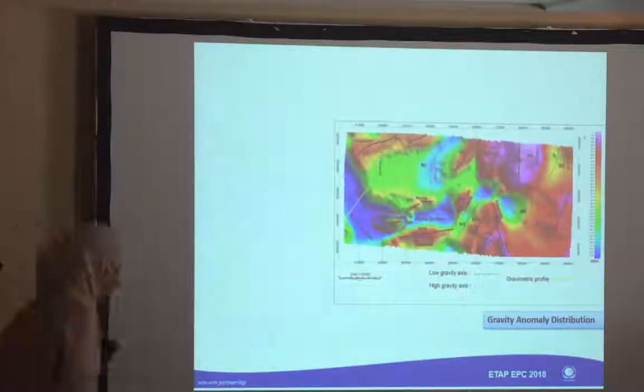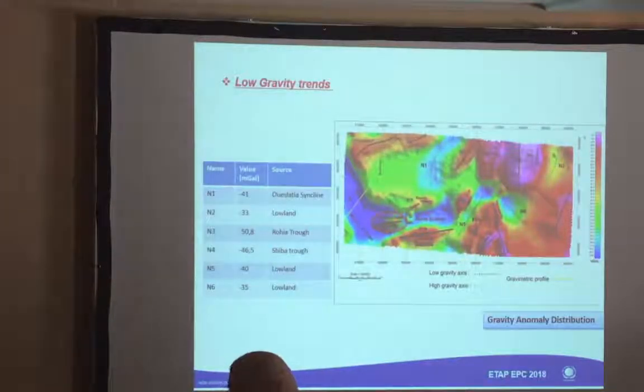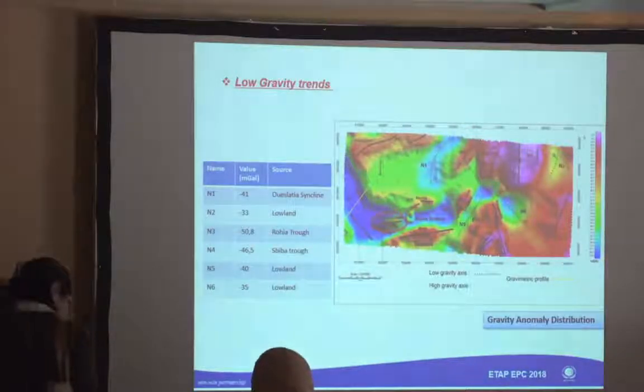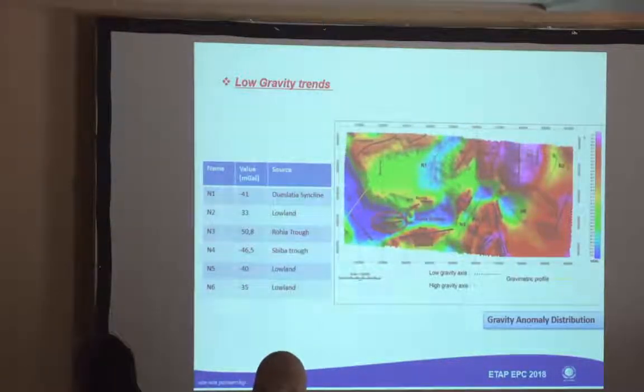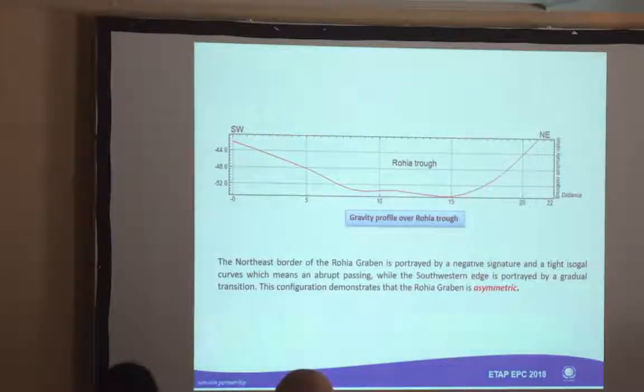Let's move on now to the low gravity axes. 6 negative anomalies were detected. Generally, they are correlated with synclines, lowlands, and troughs. We made a gravimetric profile over Rohiyya Trough. We noticed that the northeast border of Rohiyya Graben is portrayed by a negative signature and tightly spaced isogal curves, which means an abrupt passing, while the southern edge is portrayed by a gradual transition. This configuration demonstrated that Rohiyya Trough is probably asymmetric.